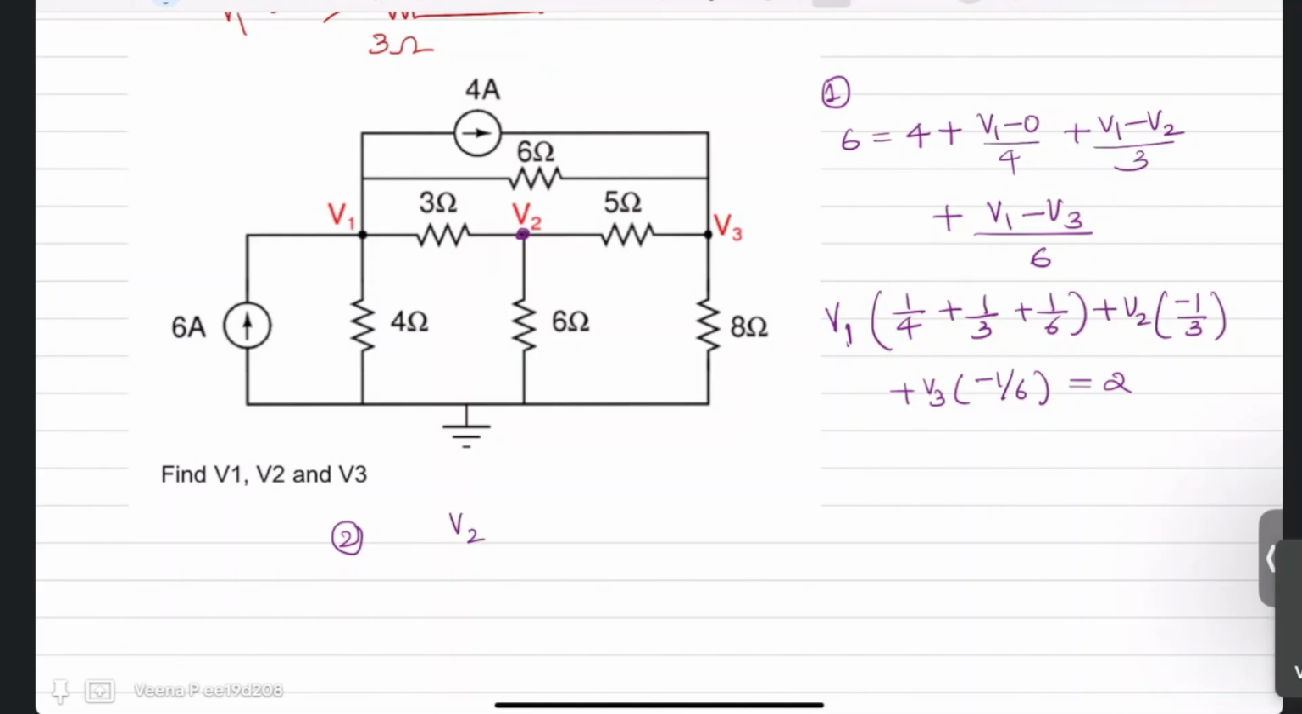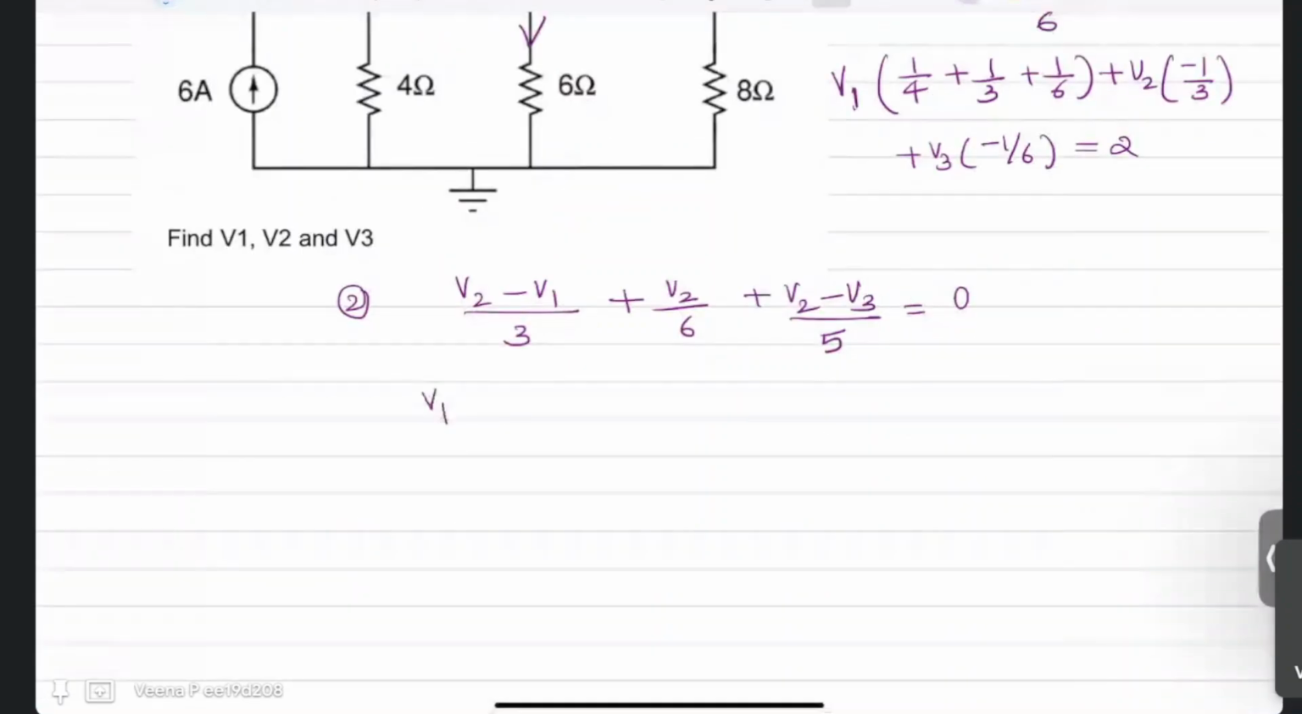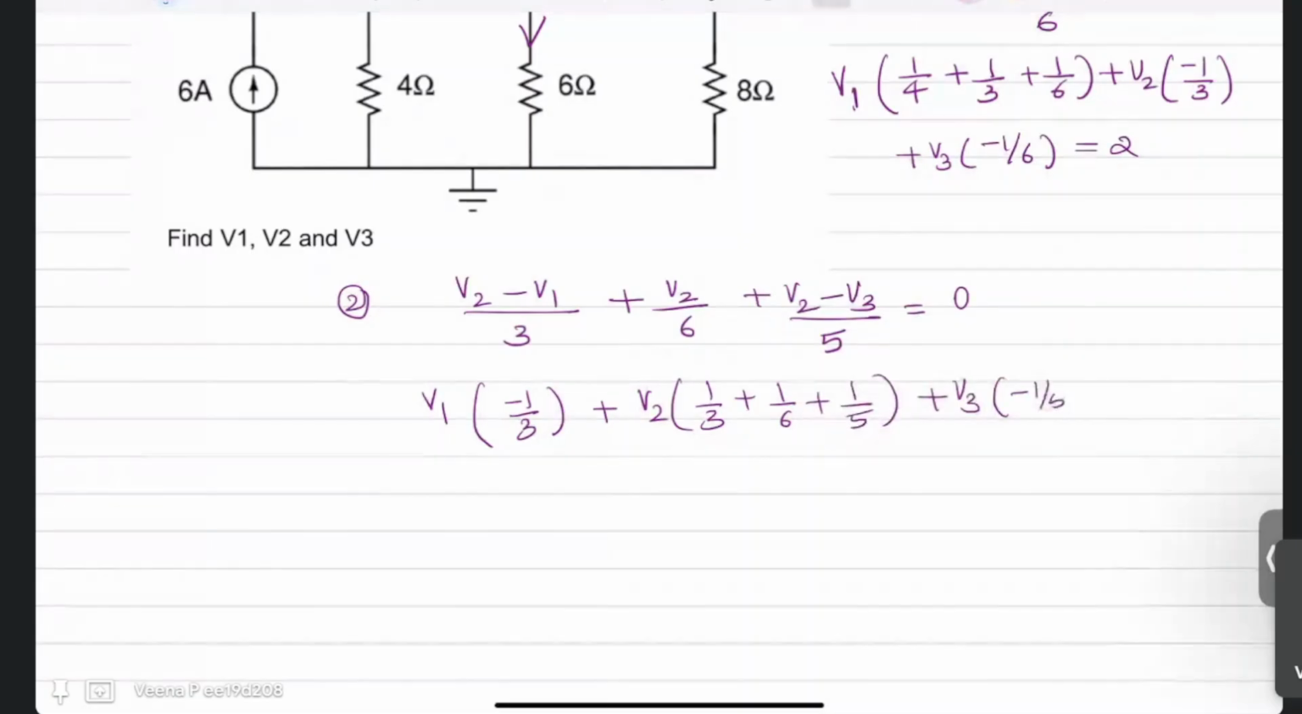So I can write (V2 minus V1) by 3, which is the outgoing current from V2 to V1, plus (V2 minus 0) by 6, which is this current, plus this current, which is (V2 minus V3) by 5. These are all the outgoing currents. So the outgoing current sum will be the incoming current, which is 0. So if you write the coefficients, the coefficient of V1 is minus 1 by 3, that of V2 is 1 by 3 plus 1 by 6 plus 1 by 5, and the coefficient of V3 is minus 1 by 5, that is equal to 0.